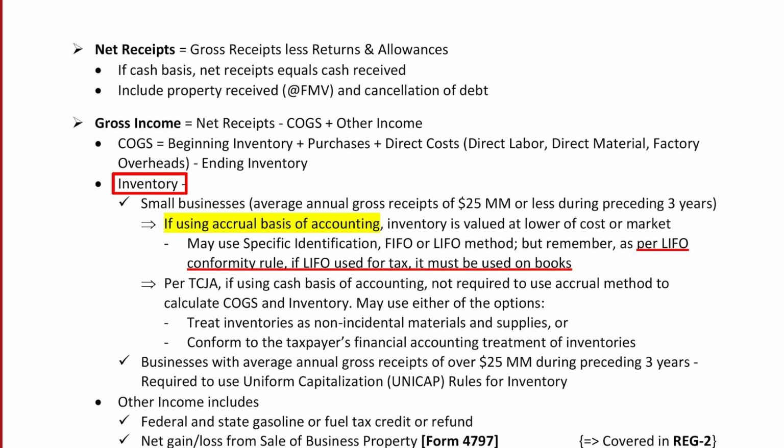However, a lot of small businesses, highlight, use cash basis of accounting. Now, in that case, they're not required to use accrual method to calculate COGS and inventory. They may use either of the options. So option one is to, highlight, treat inventories as non-incidental materials and supplies. Option two, circle or highlight, conform to the taxpayer's financial accounting treatment of inventories.